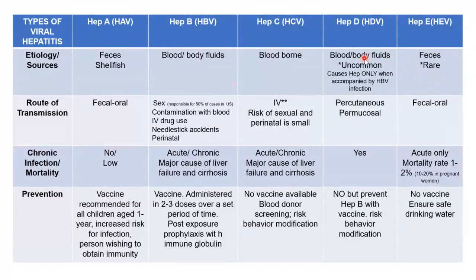D is going to be this one for sure, if you see anything on D. And I'll tell you the main thing about E. It's rare. It is fecal-oral, so keep that in mind. It's acute only, so the mortality rate is very low, 1 to 2%. But if a pregnant woman gets it, that's when it becomes dangerous. If they get hepatitis E, the mortality rate is as high as 20% in pregnant women.